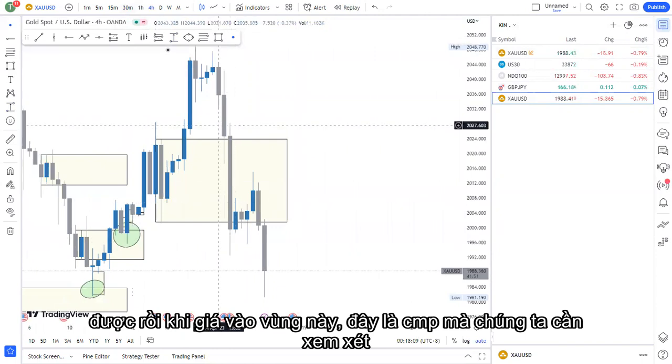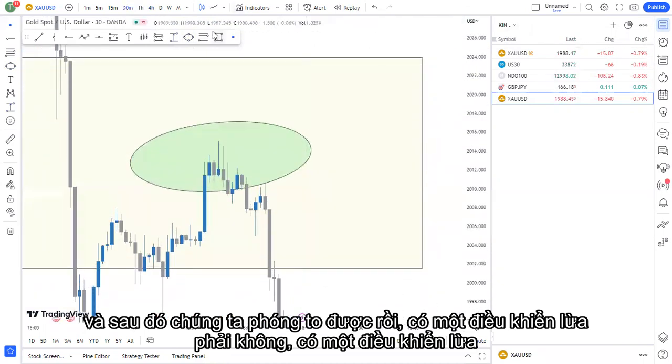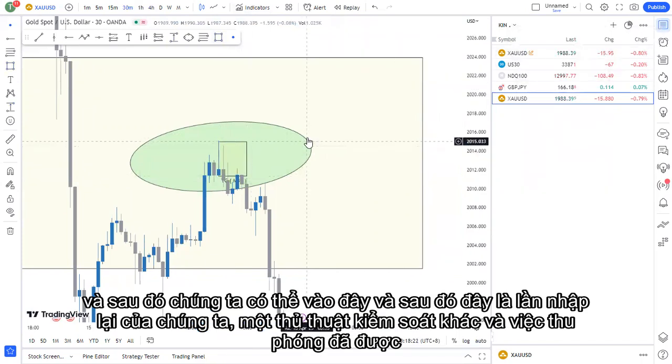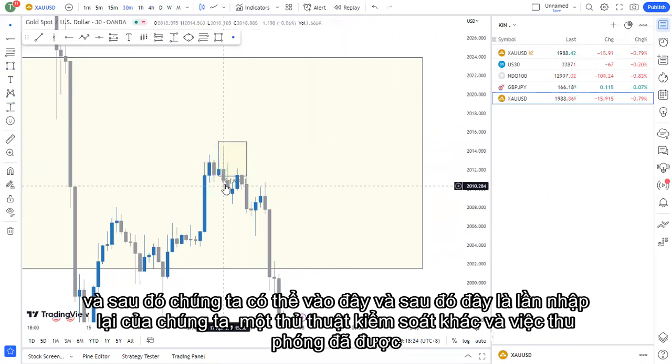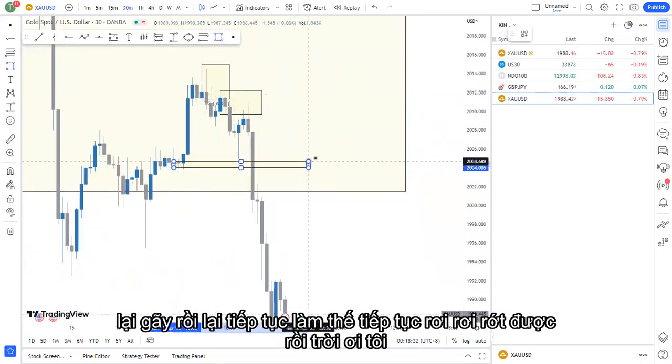When the price gets into the zone, this is the CMP that we need to look at. And then we zoom in. There is a trade control, right? Yes. And then we can enter here. And then this is our re-entry, another trade control. And this zone was broken.